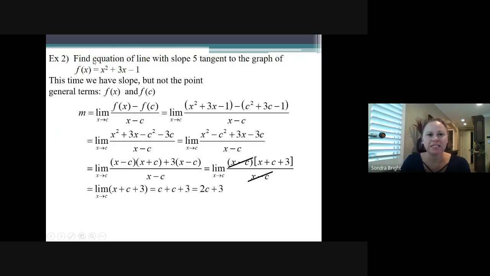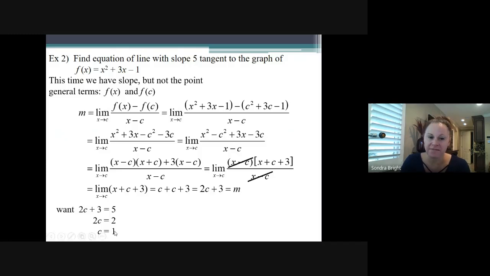Now, they wanted us to find the equation of the line that has a slope of 5, right? So what I want to do is find, what's that point? What is the point when my slope is 5? So what you'll do is set the slope we just found, 2c plus 3, equal to the slope they gave us, which is 5, and solve for c. And so you would subtract the 3 from both sides and get 2c equals 2, and dividing by 2 gives you that c is 1. So this is the x value when your slope is 5.